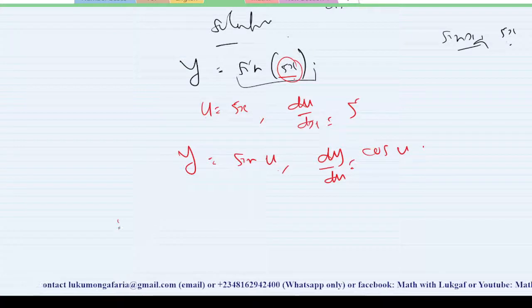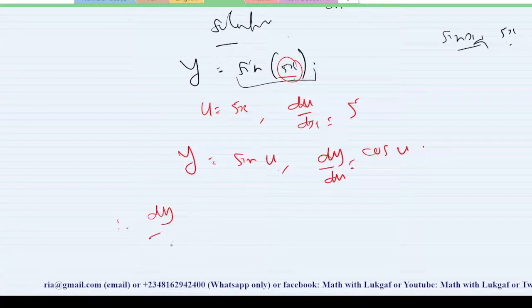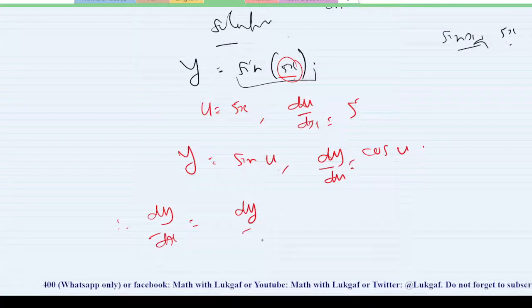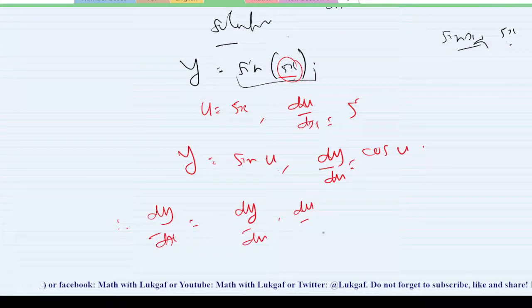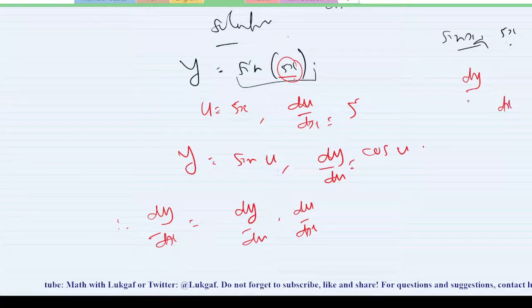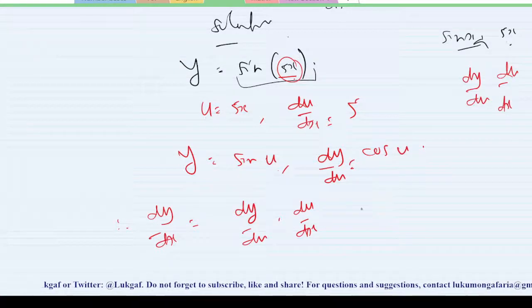Then you now say therefore dy/dx, and don't forget your chain rule. That is dy/du multiplied by du/dx. You don't need to memorize it. Just write dy here, dx here, then put du.